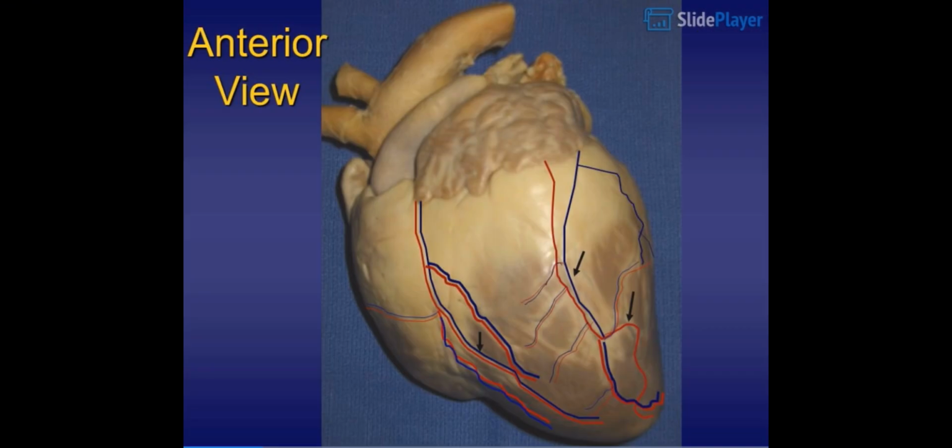Anterior view. The right coronary artery is found in the coronary sulcus. It carries blood to the right atrium and portions of both ventricles. The left coronary artery carries blood to the wall of the left ventricle. Arising from the left coronary artery is the circumflex branch.